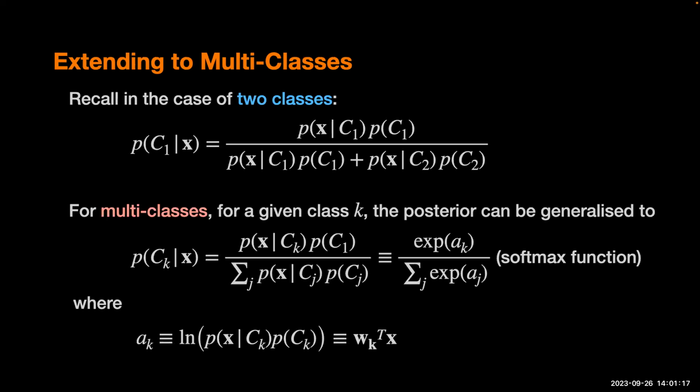Anyway, you can see that for different A_k, you have a different w_k, meaning that the degrees of freedom are now not just n of x, but k times n of x, because I have k lines. If I just use this definition, then I get back to this form, which is just the exponential over the sum of the exponentials in the denominator. And this is what we call the softmax function.